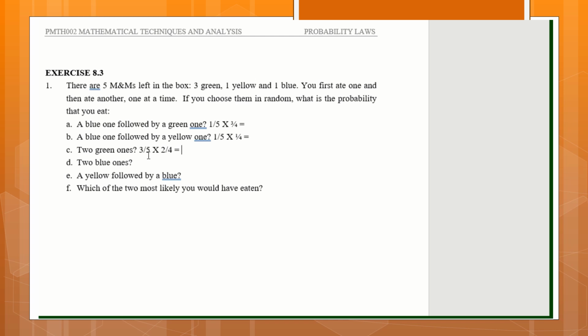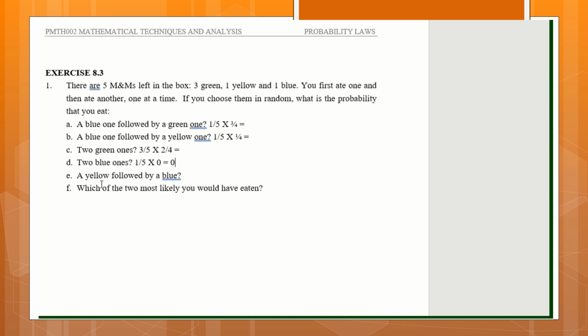So the 2 blue ones. What's the probability to get 2 blue ones? Let's see. First one is 1 out of 5, right? 1 blue out of 5. Times with blue again, right? Can you get another blue? No, it will be 0. Not possible. So this probability will be 0. Not possible to get 2 blue ones because there was only 1 blue one in the box.